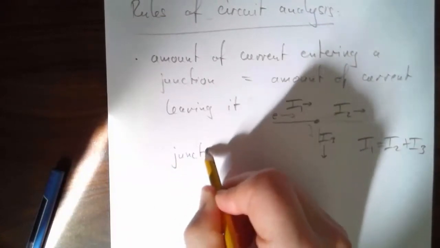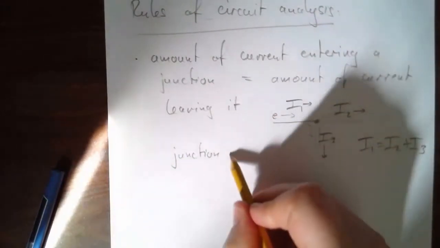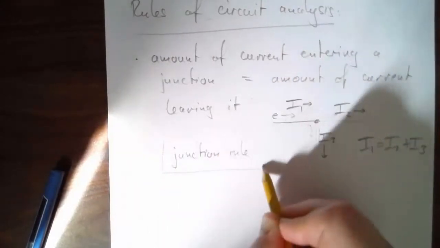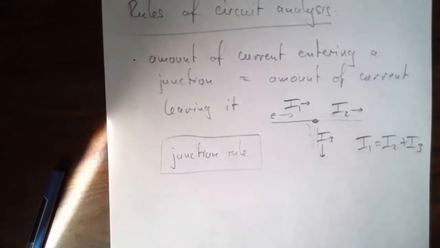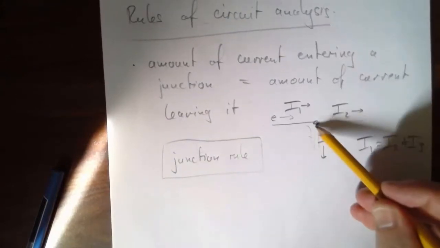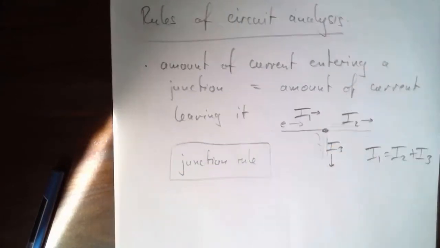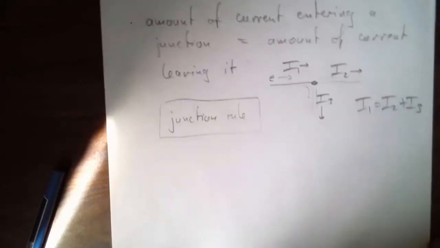It's very basic. It's really just saying charges don't get created or destroyed, or they don't build up anywhere in the wire. If they did build up, they'd create an electric field, because there would be a net charge right there. This is the first rule. Very basic, but very useful.